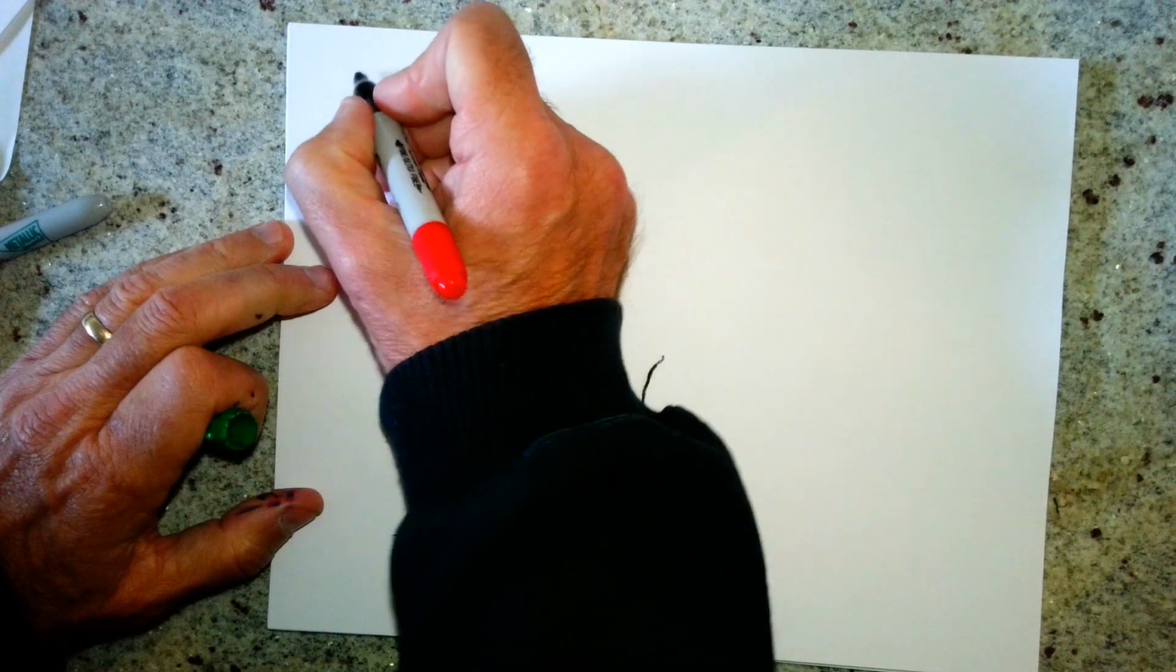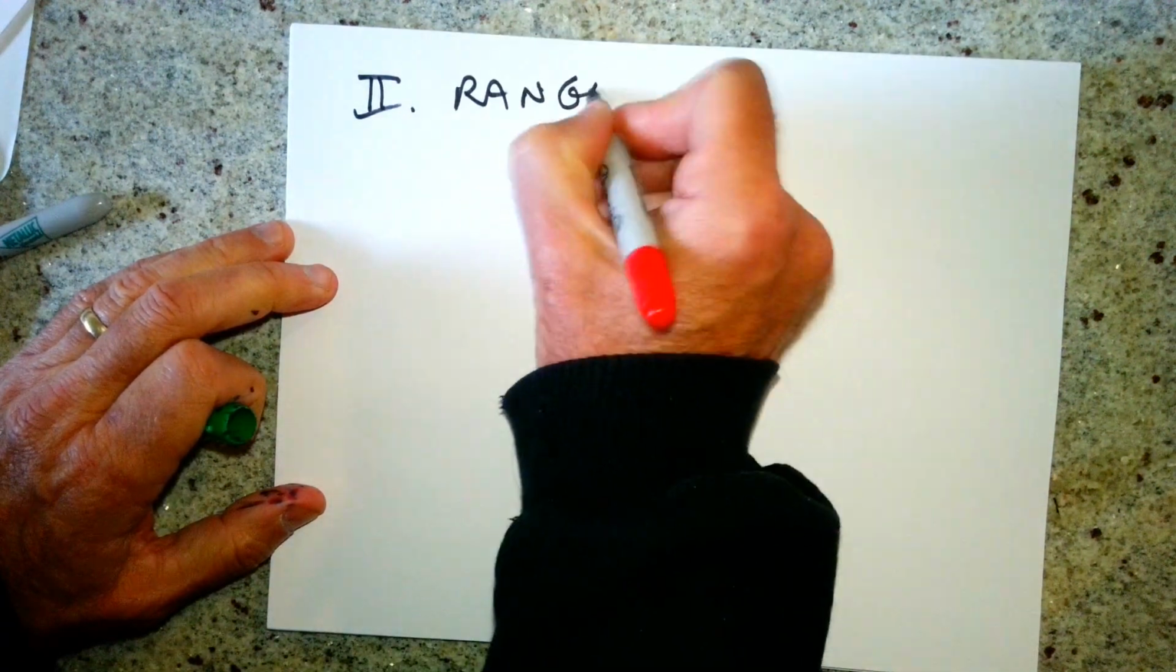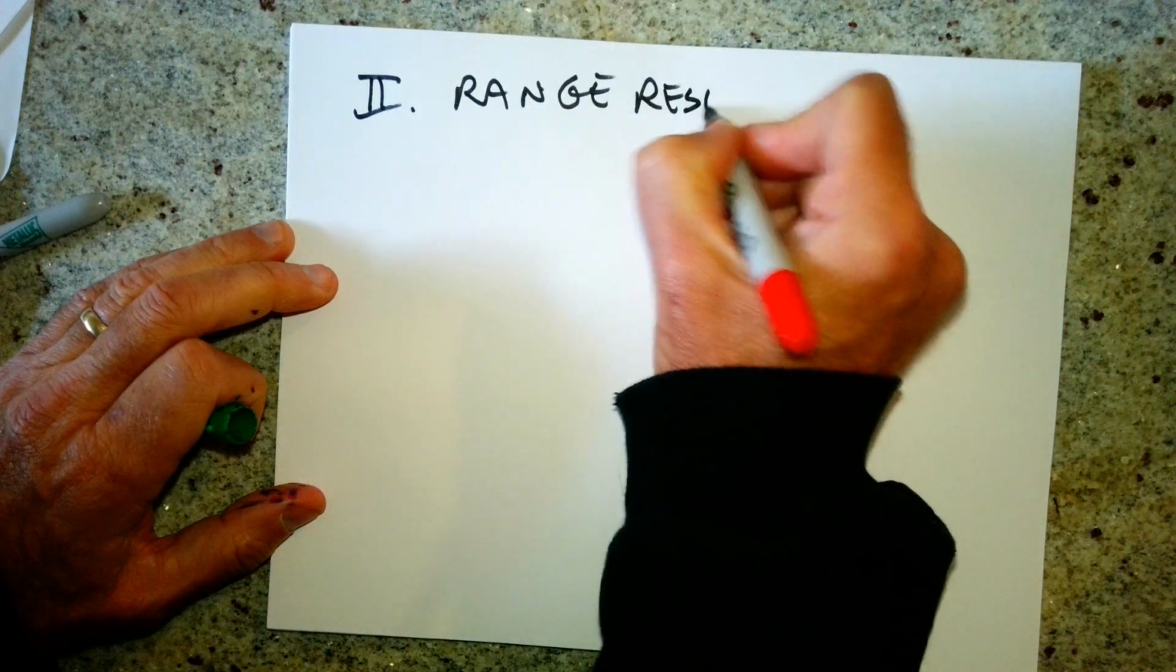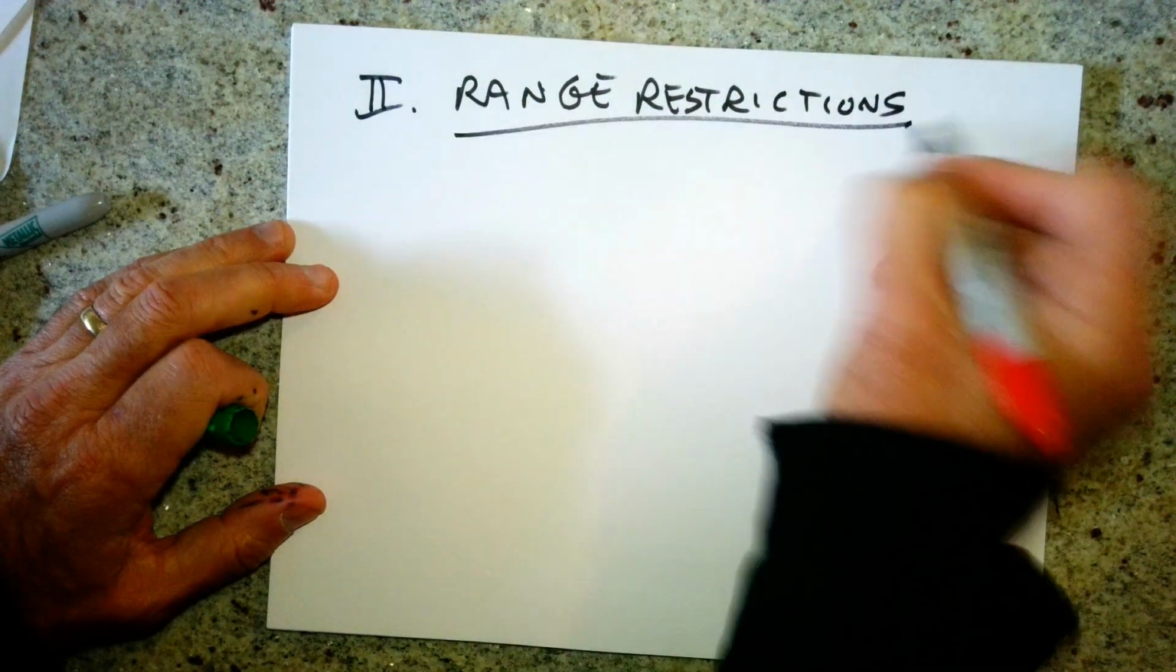Okay, the last thing to know about inverse trig functions is what are called their range restrictions. And we'll only do this for sine and cosine right now. Or I guess I should mention them all.